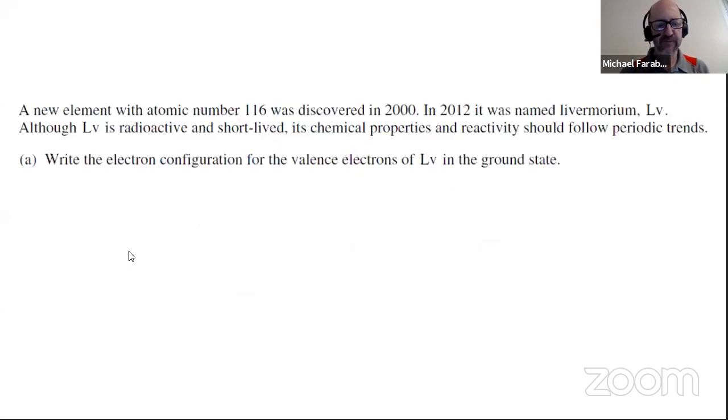So here we go. A new element with atomic number 116 was discovered in the year 2000. In 2012, it was named Livermorium with the chemical symbol LV. Although livermorium is radioactive and short-lived, its chemical properties and reactivity should follow periodic trends. Part A. Write the electron configuration for the valence electrons of livermorium in the ground state.